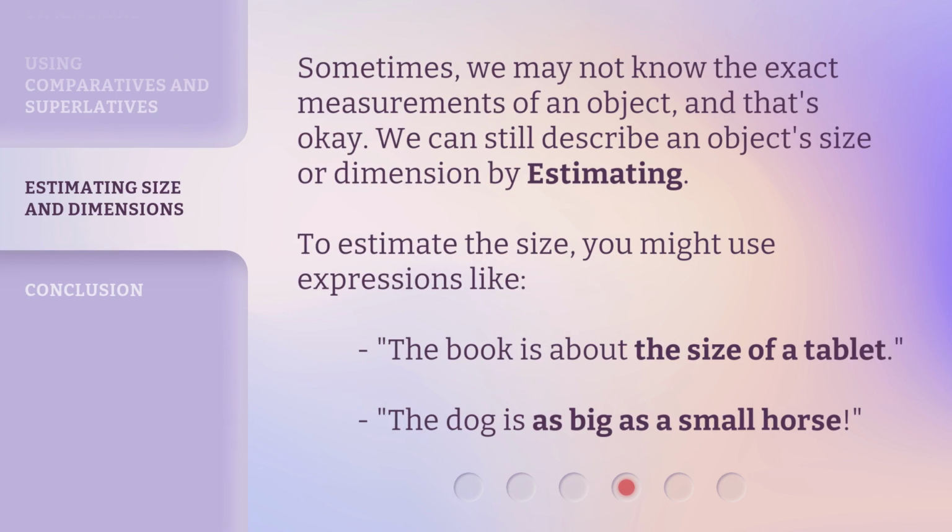Sometimes, we may not know the exact measurements of an object, and that's okay. We can still describe an object's size or dimension by estimating. To estimate the size, you might use expressions like, "The book is about the size of a tablet. The dog is as big as a small horse."